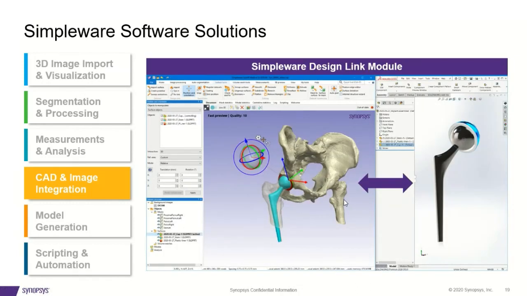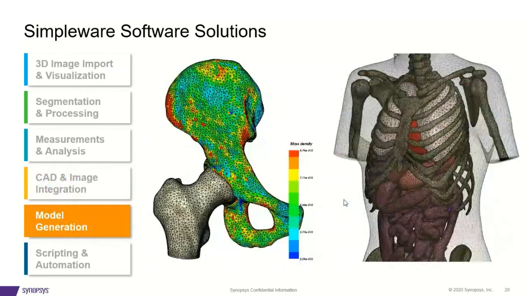Then also we have a new tool called Design Link. So we have direct linkage to SolidWorks. So you can push and pull information directly between the two tools. If, for example, you have the two windows open, you do an edit in one, push, pull, it'll bring it back into Simpleware and vice versa.